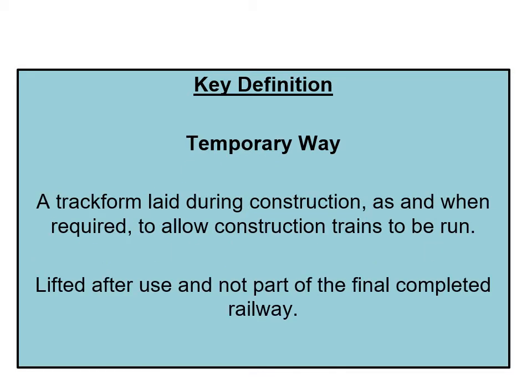In comparison, a temporary way is a track form laid during construction, as and when required to allow construction trains to be run, lifted and used, and not part of the final completed railway. This may also refer to railways associated with mining works, tunnelling works, or quarrying activities.